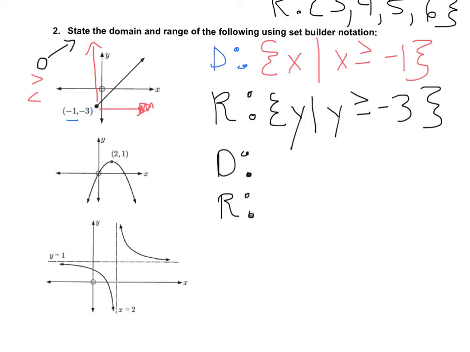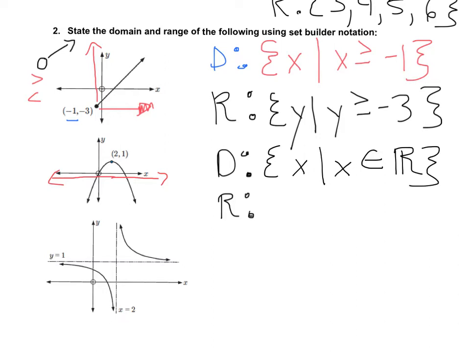For the next one, looking at my domain, I look at what x values I could have, and you're basically going to be able to have any x value. As you continue onward, you could plug in any x value along this line and you would get a y value out. So your domain in this case is just all real numbers. So you just say x belongs to the real numbers. Again, you could plug in any x value, it'll keep going, it'll hit every single one.